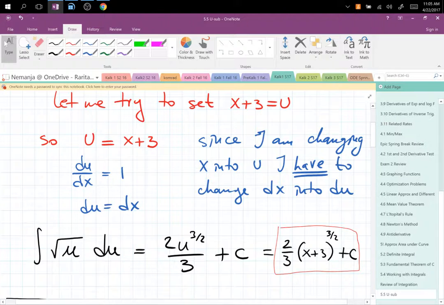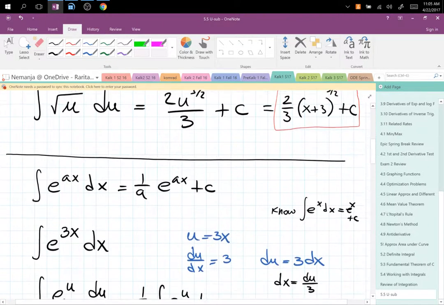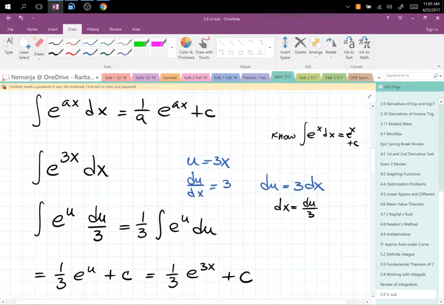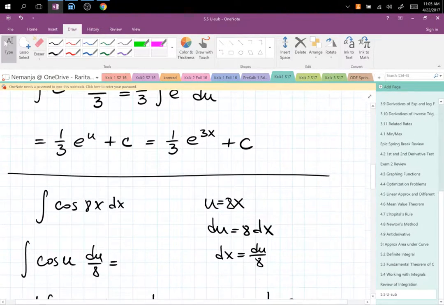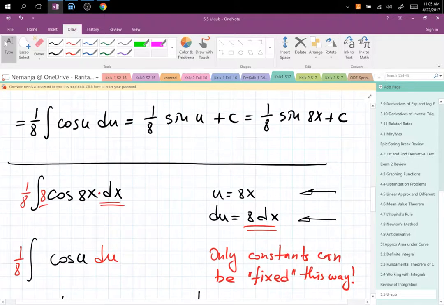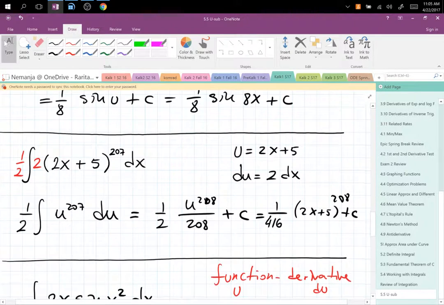Du is set because it's just its derivative. If it's not working, if you are getting the worse integral after you do the substitution, obviously you made the wrong choice. You will have to reevaluate. We've seen e to the 3x, we've seen cosine of 8x, so all of these problems are done the same way. And then we've seen this one, where you had this binomial 2x plus 5 raised to the 207th power, which you don't want to FOIL.